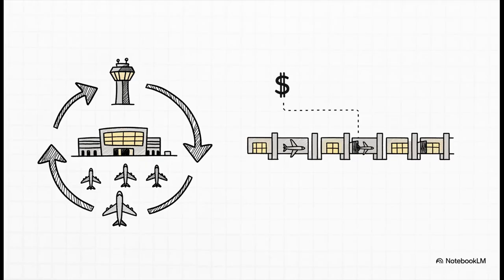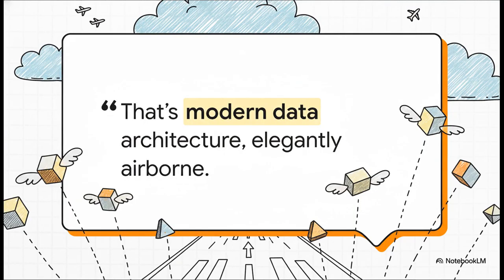So when your boss asks what Snowflake actually does, you can tell them this. It runs just like a world-class airport, where every component works in perfect harmony. And the best part? You only pay for the gates you open and the flights you take. And that really is the heart of it. No more glazed-over eyes, just a clear understanding of how your data can really take flight. That's modern data architecture, elegantly airborne.